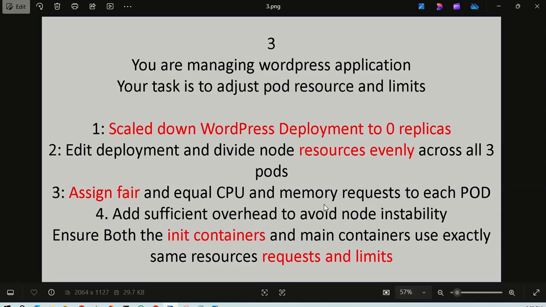So the node should be stable, and let's keep a buffer for the node, and also give the CPU and memory required by all the 3 pods, and assign fair values. We have to assign fair values of CPU and memory to the pods. Let's update the requests and limits as per the requirement, and then try to schedule the pod. Let's see how we can solve this question.